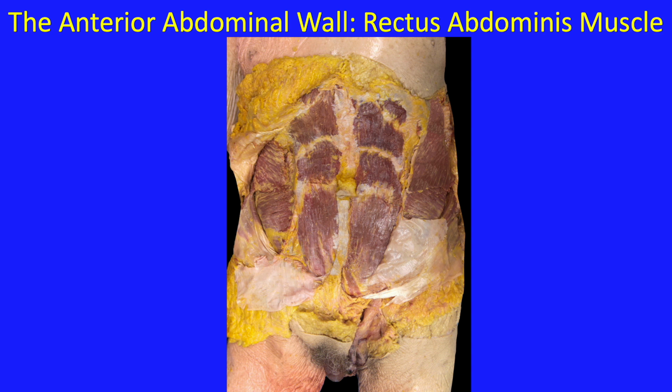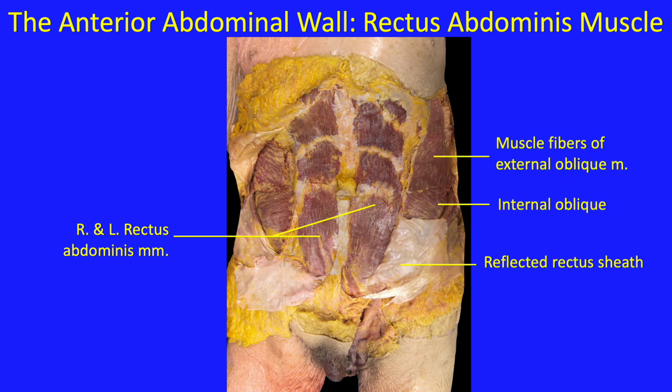Continuing to reflect the anterior rectus sheath exposes the rectus abdominis in its entirety. We again label structures we have seen previously: the external oblique muscle, the internal oblique muscle, and the reflected rectus sheath. Now focus on the white horizontal lines interposed in the rectus abdominis.